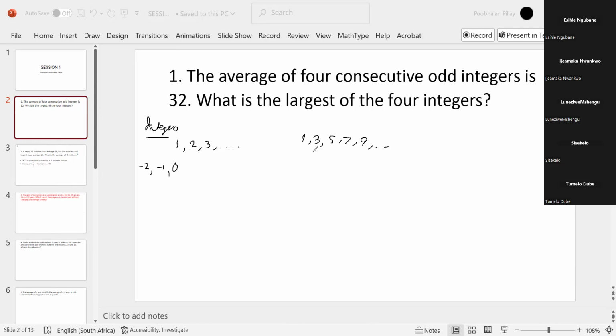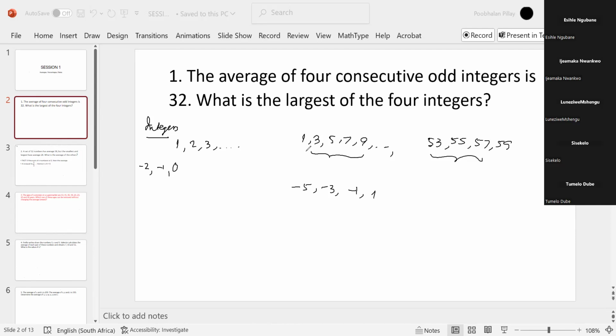And consecutive are the ones which are next to each other. You want 4 consecutive odd integers. Like for instance, this is an example of 4 consecutive odd integers. Or it could be 53, 55, 57, 59. That's an example of 4 consecutive odd integers. Or you could have -5, -3, -1, and +1.